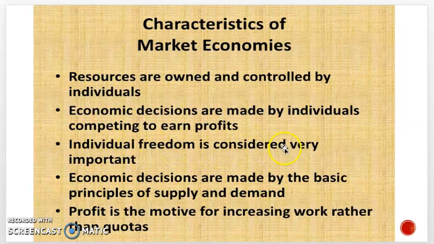Individual freedom is considered very important. So people can decide to own what kind of business and do what they like with it. Economic decisions are made by the basic principles of supply and demand. Profit motivates increased working rather than quotas. Quotas is like when they say you have to sell X amount of boxes of tissues by the end of the month. That's a quota. If you don't meet it, you don't get paid, or you don't get paid as much. Here it's more of the profit that you can make, the extra money that really motivates you.